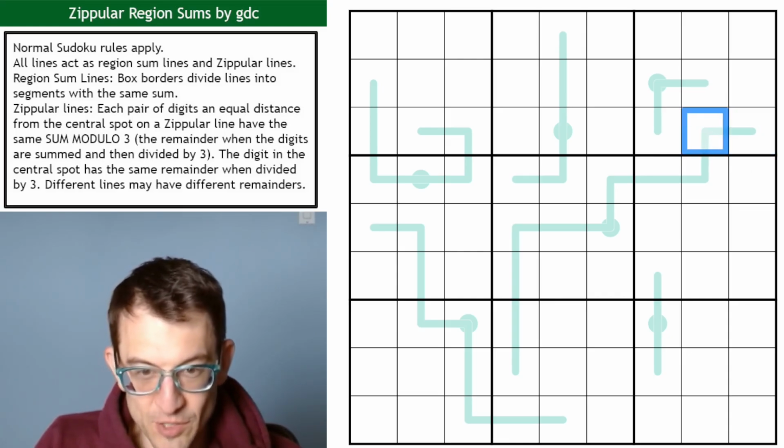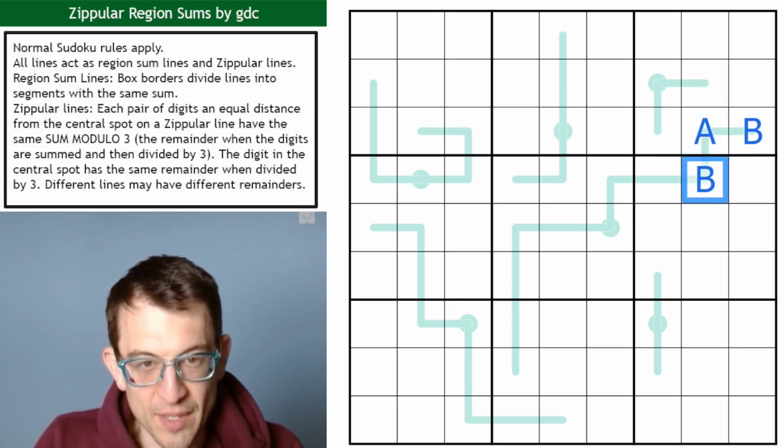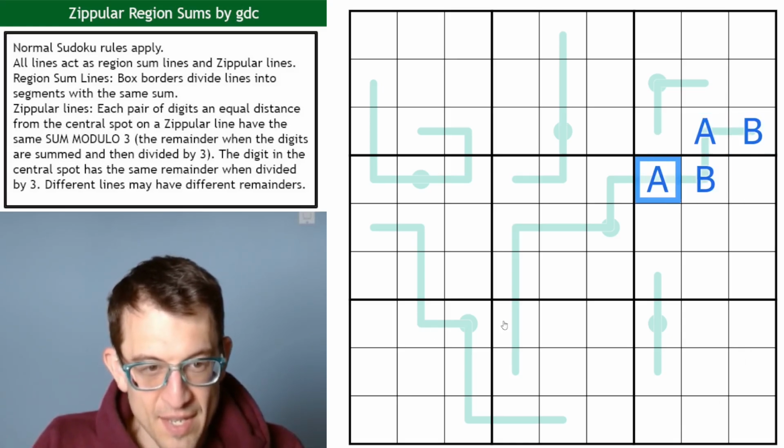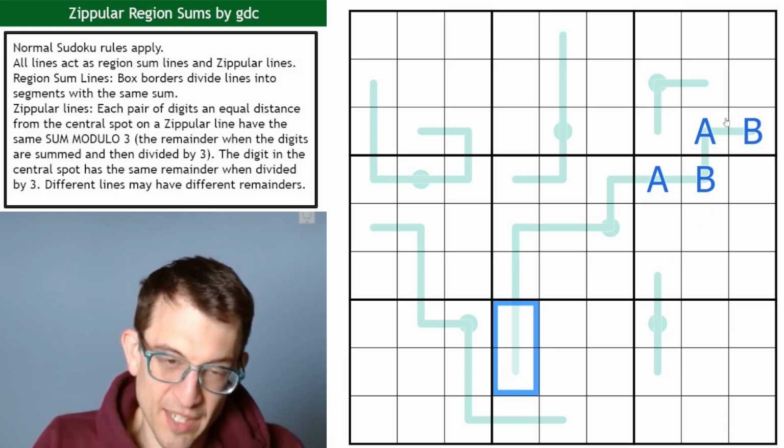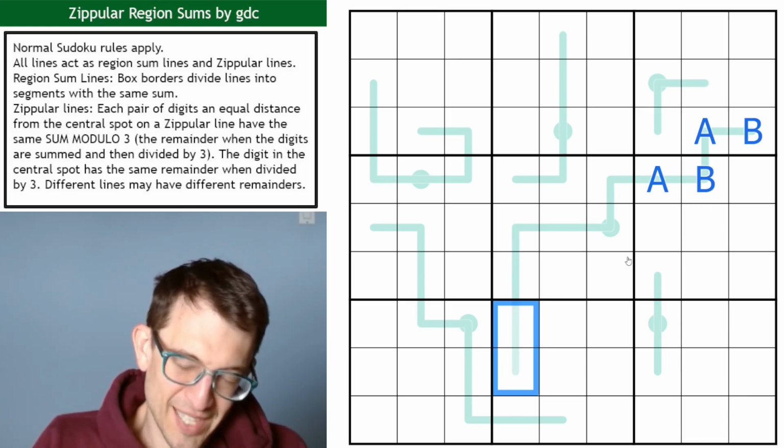But this would take the form of something like A, B, B, A. And then because of the modularity, how would that work?